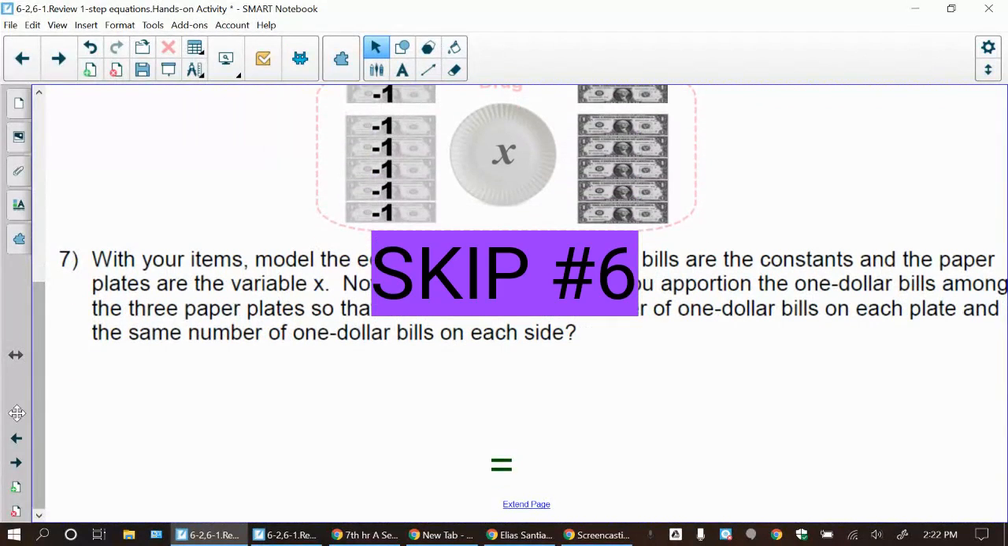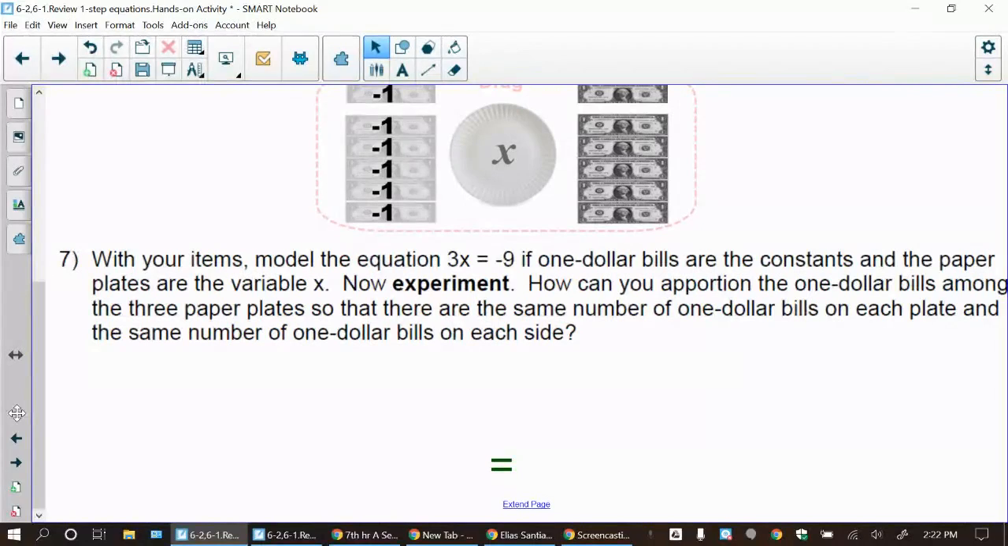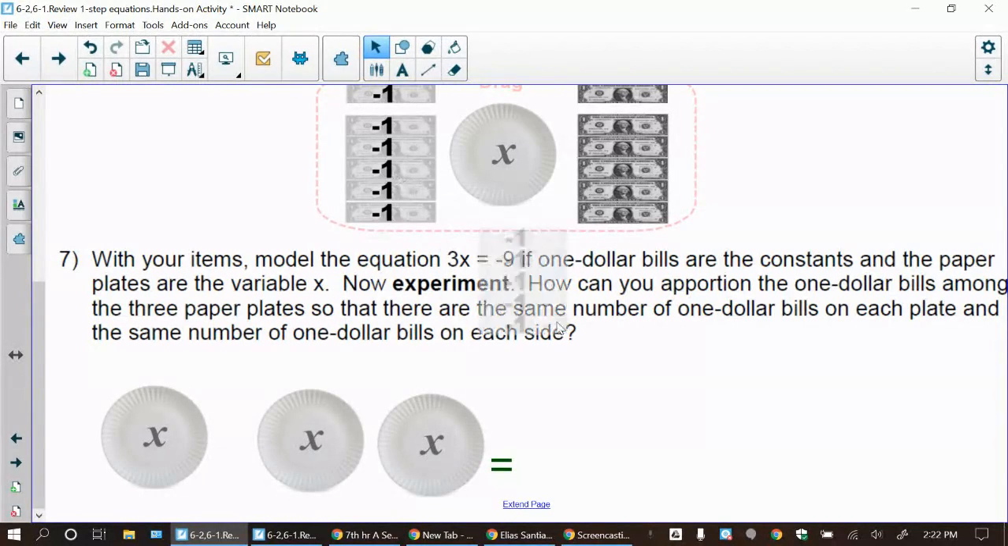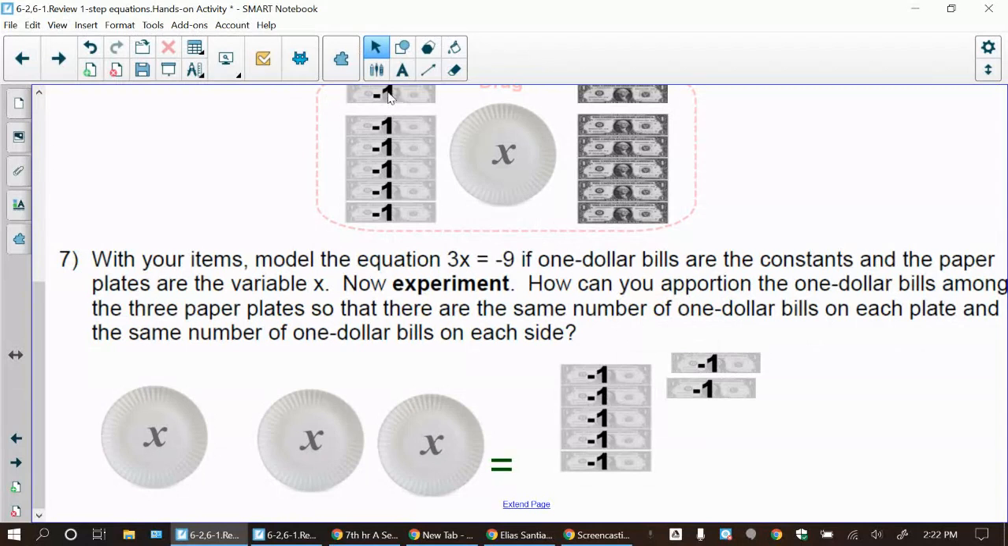All right. With our items, model each equation. I have 3 x's. And then on the other side, we have negative 9. That's 5, 6, 7, 8, and 9. Now, how can we get each one? So take a moment, play around with it, come back and then check.